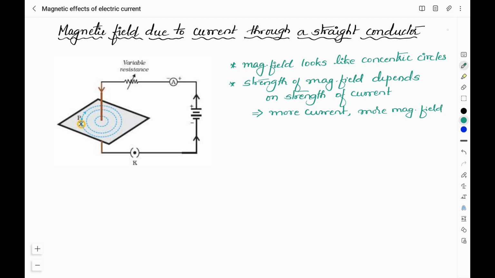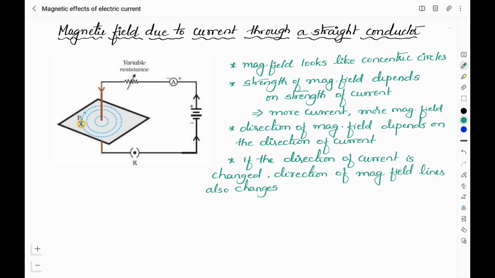And the direction of the magnetic field depends on the direction of current. As the direction of current changes, the direction of magnetic field lines will also change. See here, now the direction of current is from top to bottom and magnetic field lines are in clockwise direction. If I reverse the direction of current, the magnetic field lines will move in anti-clockwise direction.